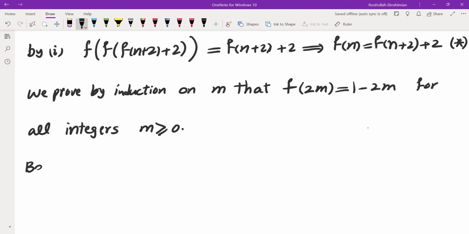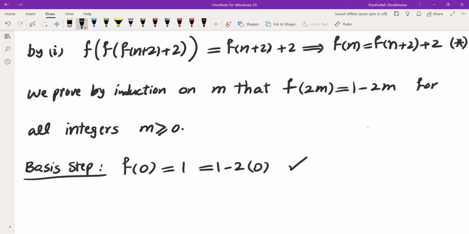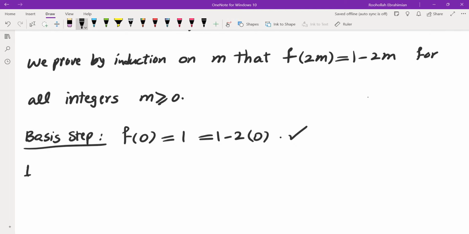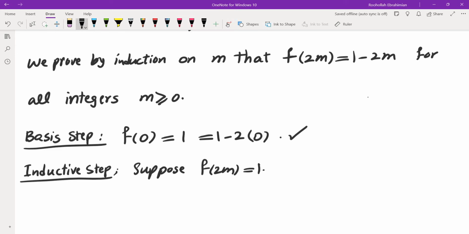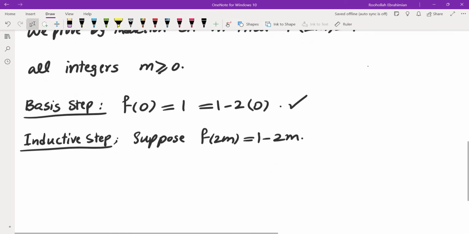Okay, so basis step. Basis step would be f of 0. f of 0 is 1, that's given, which is 1 minus 2 times 0. So that completes the proof of the basis step. Inductive step. Suppose we know the equality. Suppose f of 2m is equal to 1 minus 2m for some m greater than or equal to 0.